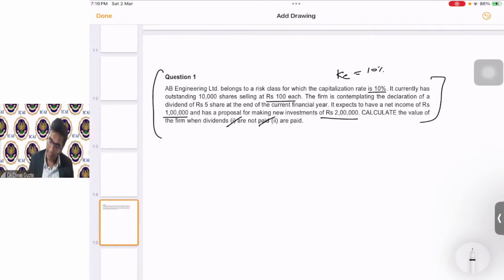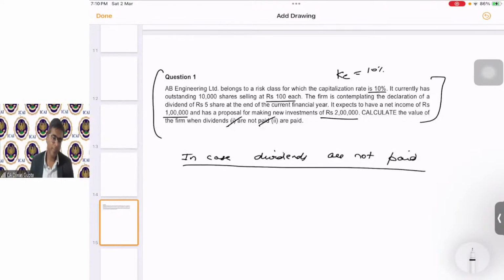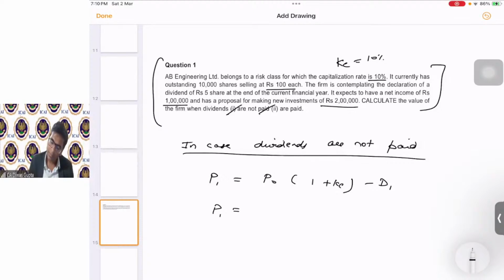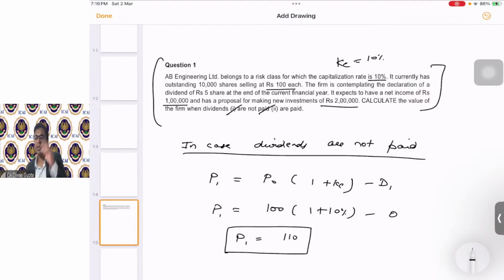So first of all, students, let's take the case where dividends are not paid. For that, we have to calculate P1. P1 is equal to P0 (1 + KE) minus D1, correct? P1 is equal to 100 (1 + 10%) minus dividend, which is 0. In the first case, dividends are not paid, so it will be 0. Hence P1 becomes 110, students. 100 plus 10%.